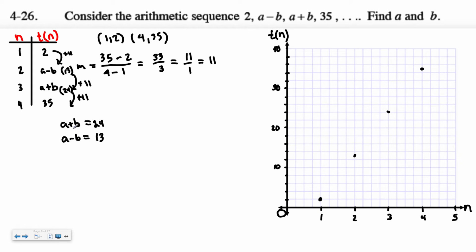So since I know a plus b equals 24 and a minus b equals 13, this works out for me because now I can use this as a system of equations. I can take it and solve for a and b. I think that probably the easiest way to do this one would be using elimination, but you could use substitution if you wanted to. Elimination.